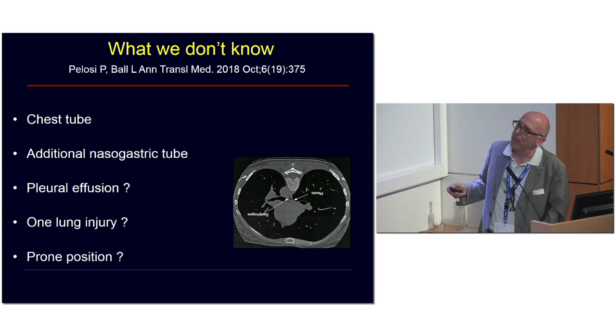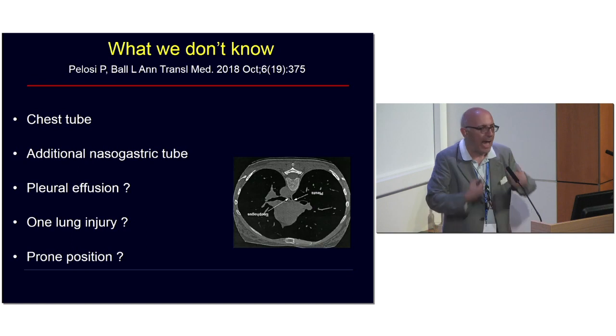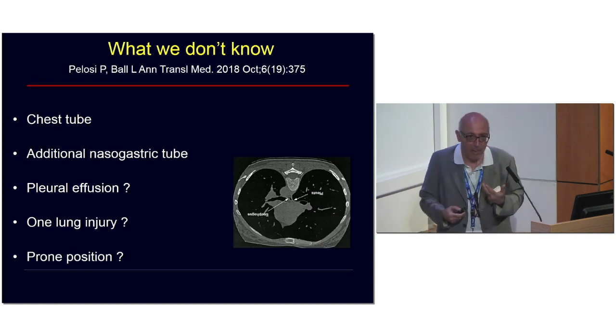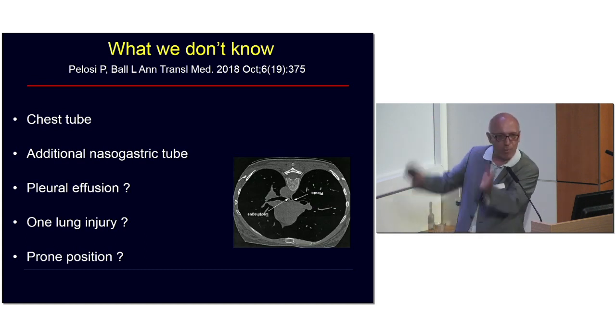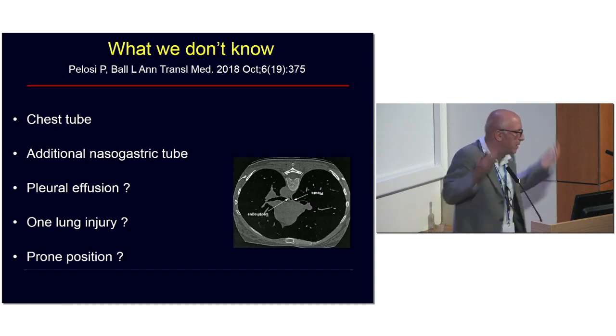So then we have other problems. If you have a chest tube, what should we do? The nasogastric tube we discussed. The effect of pleural effusion is another issue. When you have one lung injury, and prone position was discussed today. I measure esophageal pressure in supine and prone, but we have a problem because when we turn the patient prone, this effect is completely reversed. So even the absolute numbers are completely without any relationship with what you are doing.